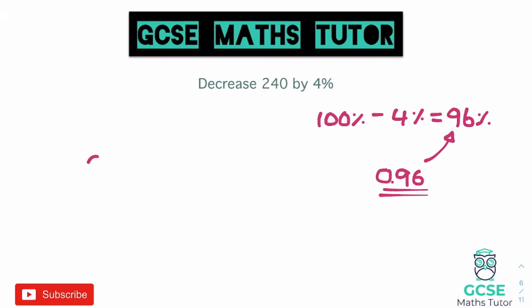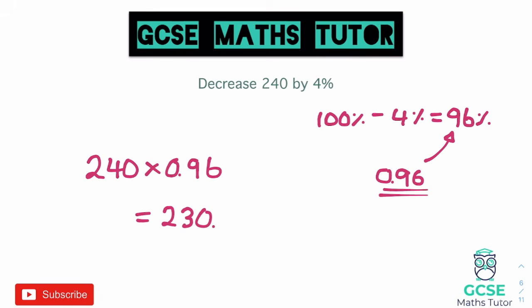So nice and easy, we get 240 on your calculator, multiply it by 0.96, and if we type that in, 240 times 0.96, the answer comes out as 230.4. And there we go, and that's our final answer. So to work out a percentage decrease, we figure out what percentage will be left over once that has been taken away, and then multiply by that decimal version, which we call a multiplier.